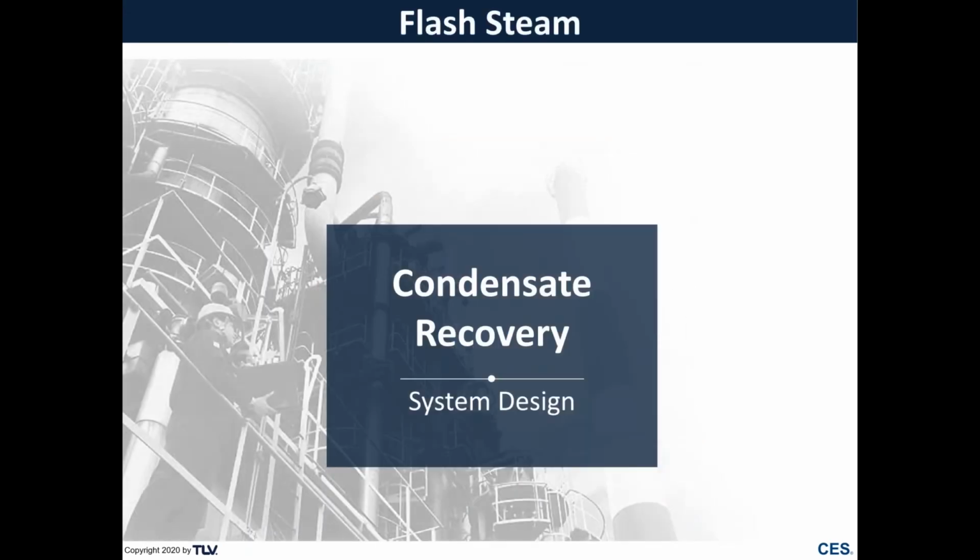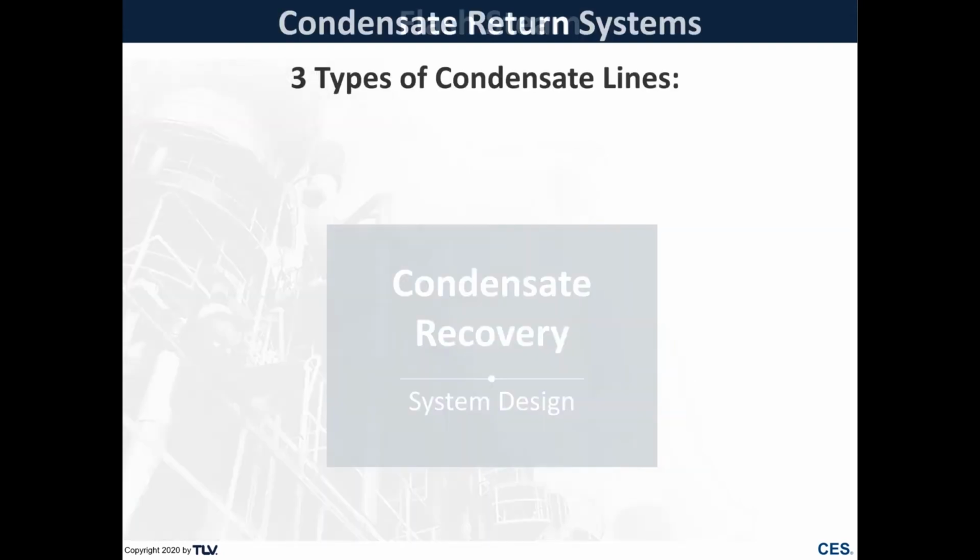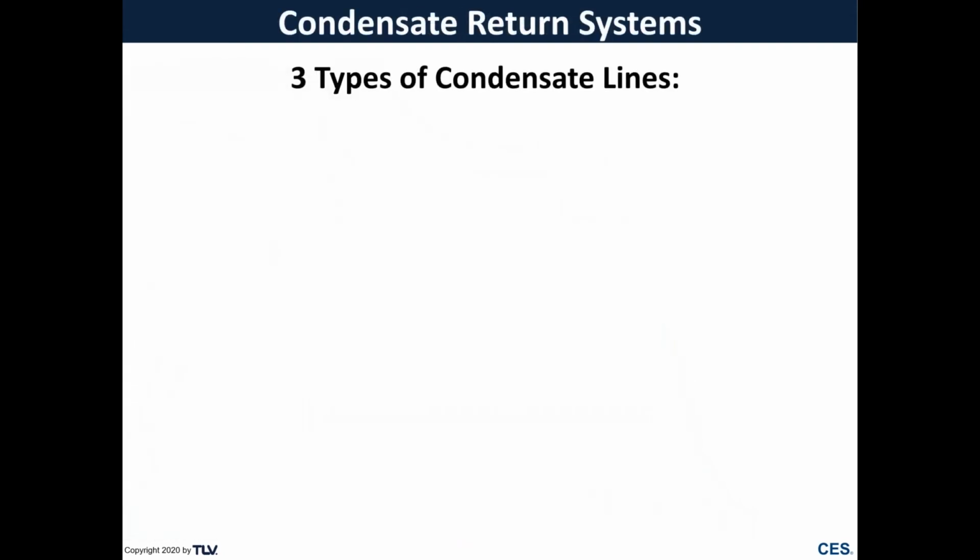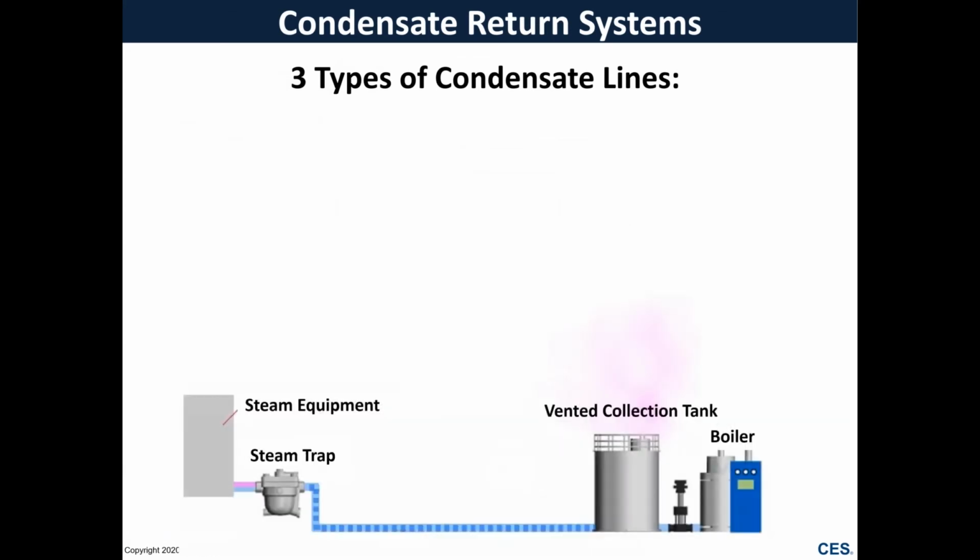So let's dive into a little bit behind condensate system designs. And there's really three different types of condensate lines that we need to consider. So here's a system with our steam equipment, our steam trap, and a condensate return line. The first type of lines that we need to consider are two-phase condensate lines. And there's actually two types of two-phase lines.